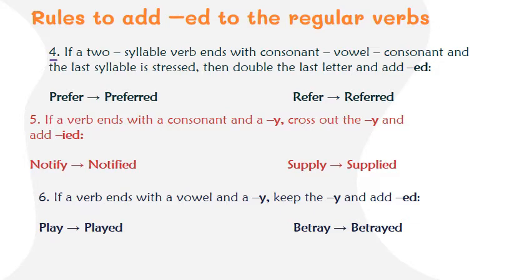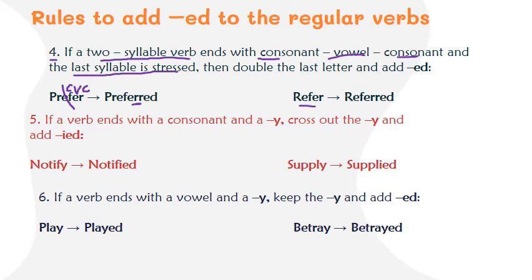As I said, if you have a two-syllable verb that ends with consonant, vowel, consonant, as we said, prefer, two syllables, it has consonant, vowel, consonant. However, the second syllable is stressed. The last syllable is stressed. Prefer, I'm stressing it. So I should double the last letter and then add ed.